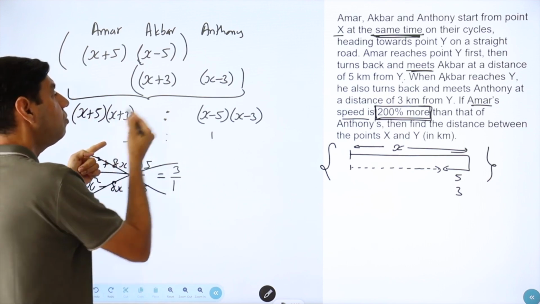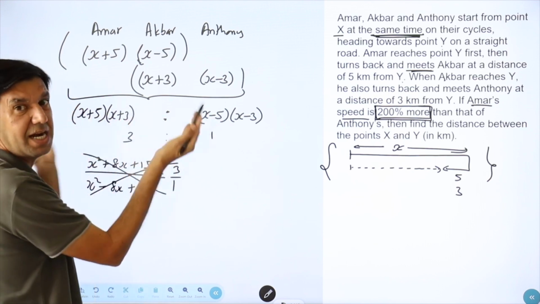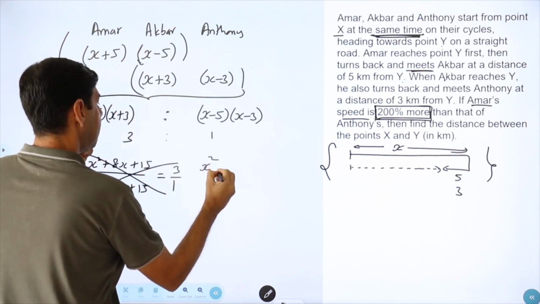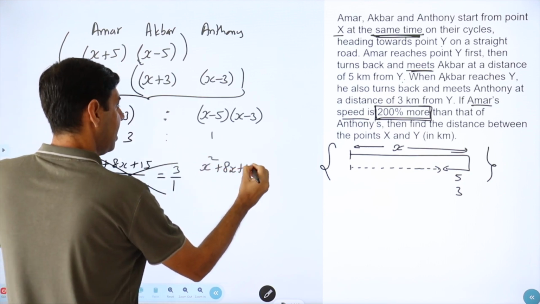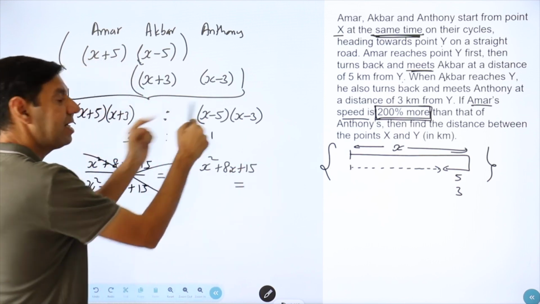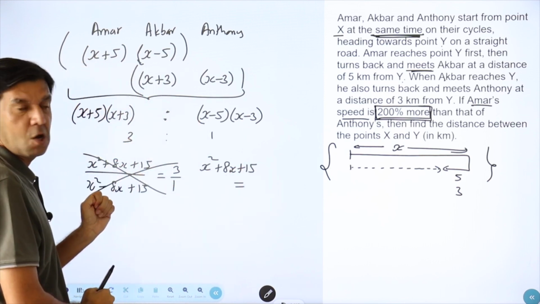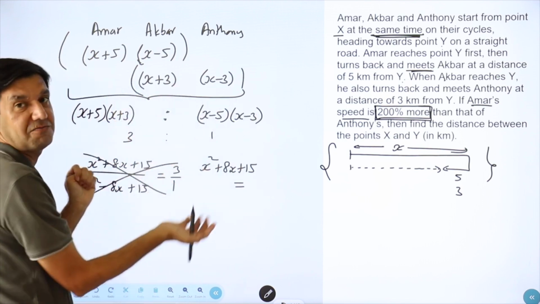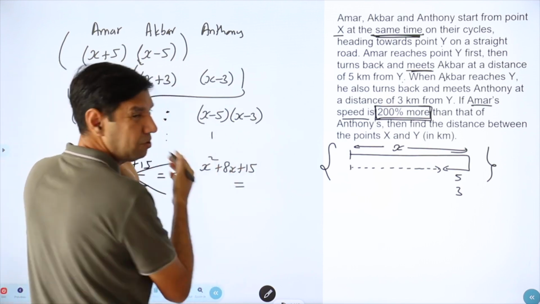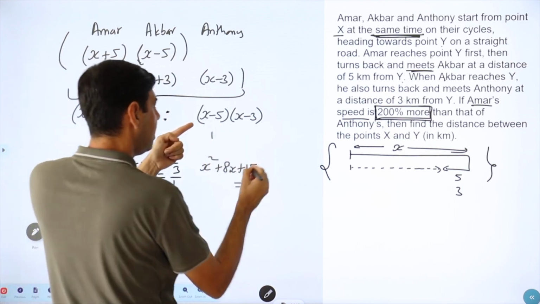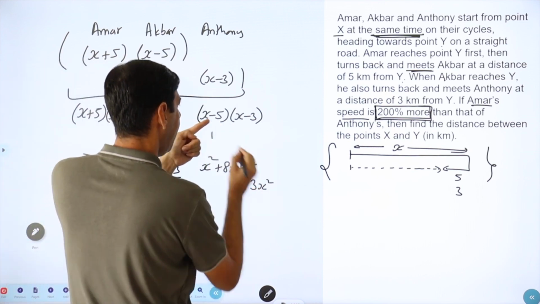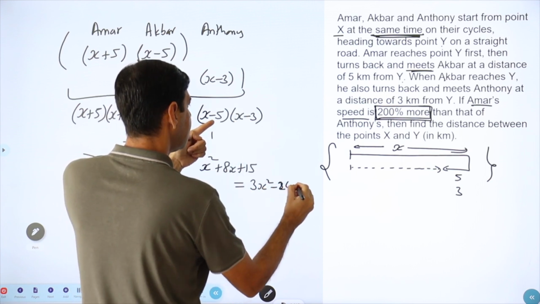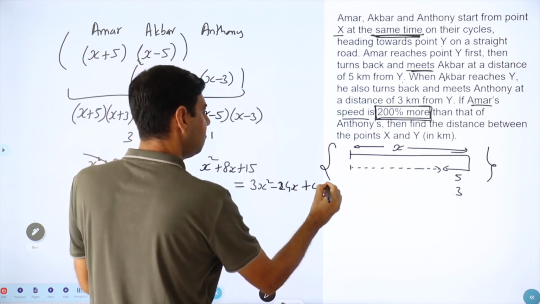So this 3, all you do is multiply to the other side, this to this side, and equate it. So when you have x square plus 8x plus 15, it is equated to 3 times this. That is the meaning of this ratio. Anyways, let's continue. Do the calculation bit yourself. So 3 times this is going to become 3x square minus 8x, 3 times is minus 24x, plus 15, 3 times is 45.